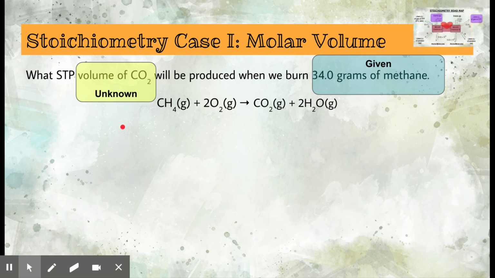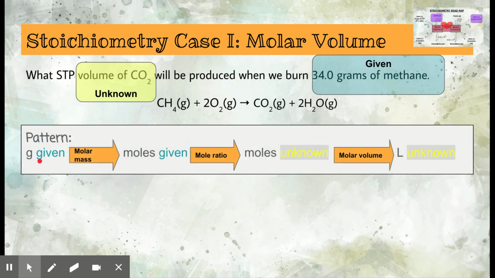So here, using my stoichiometry roadmap, here's the pattern that I can draw. I'm given grams. I can use my molar mass to figure out the number of moles of methane. Then I can use my mole ratio to get from moles of methane to moles of CO2. And then, if I know my moles of CO2, I can use this new conversion factor, my molar volume, to determine the liters of CO2 produced. So let's take a look at what this looks like.